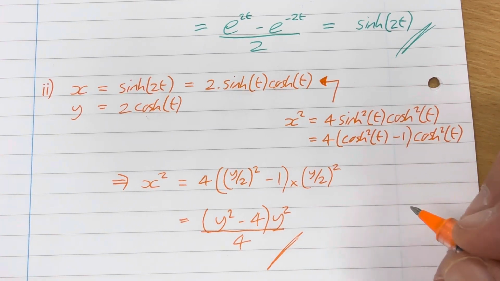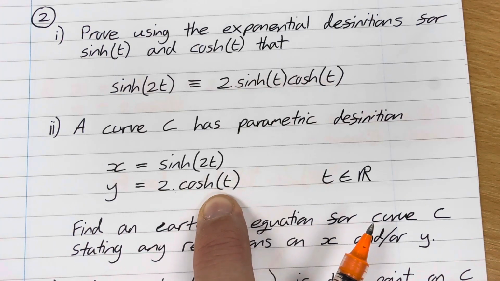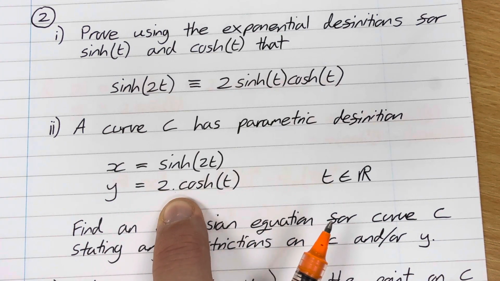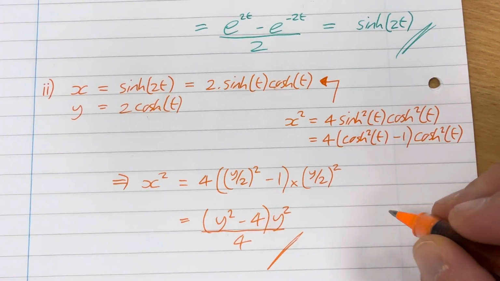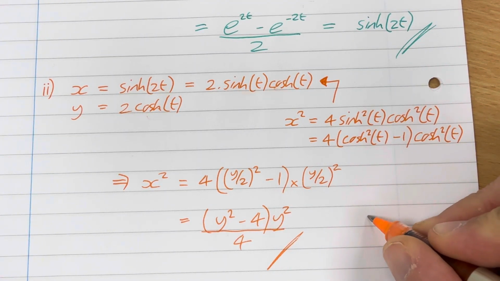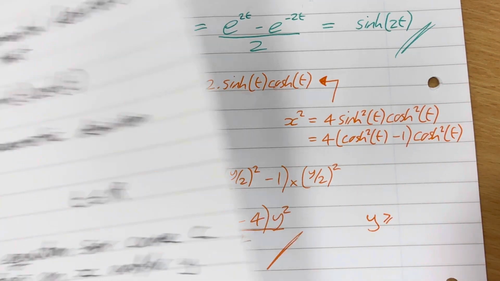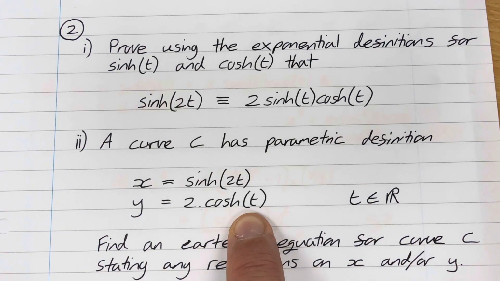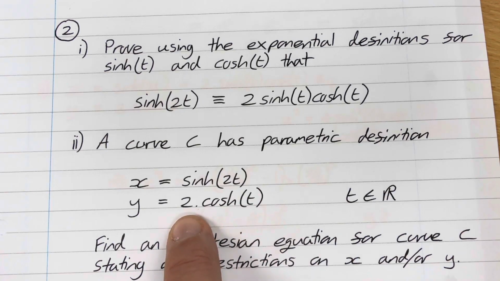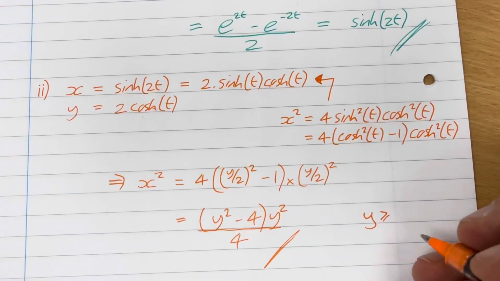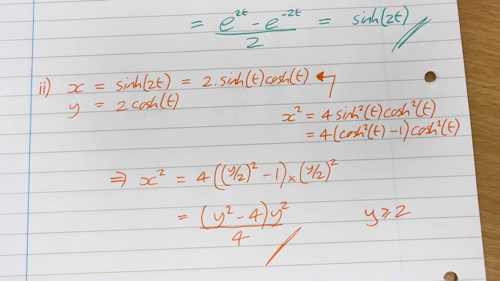And the reason I can justify that is if I go back to the definition of the curve, y is 2 cosh t, which means y must be positive, because cosh is never negative for real input t. So since cosh is greater than 0, y must be greater than or equal to 0. In fact, it could be a bit more specific than that. Cosh is greater than or equal to 1, so therefore y is greater than or equal to 2, because I've got 2 times cosh. So y must be greater than or equal to 2, and that's my condition, which the question asked for.